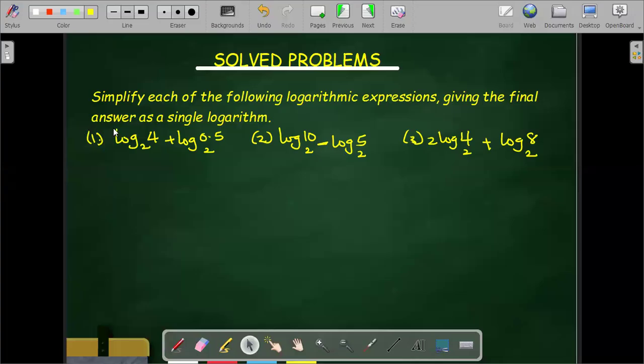Now, in this video, we'll be looking at very simple problems on solving logarithm-related expressions. The instruction here is: simplify each of the following logarithmic expressions, giving the final answer as a single logarithm.